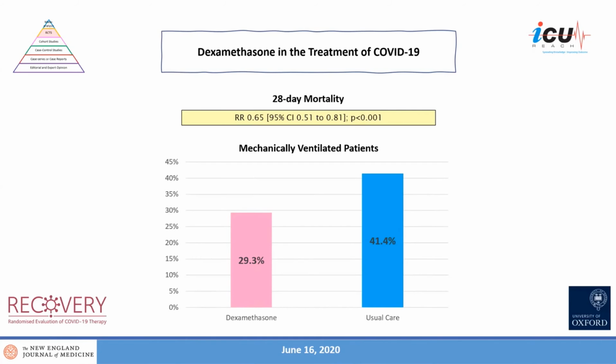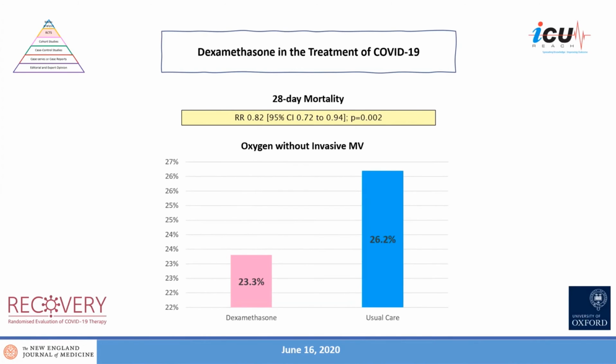This is remarkable, and with a very good 95% confidence interval. If we repeated this experiment 100 times, we are confident in 95% that our results will fall between 0.51 and 0.81. This is very remarkable, with a p-value of less than 0.001. And even those patients who received oxygen without invasive mechanical ventilation also benefited from dexamethasone, with a 23% mortality rate compared to 26%, a risk ratio of 0.82 and a p-value of 0.002.